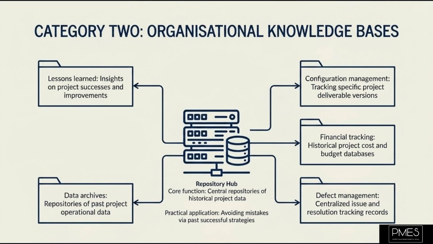The second category of organizational process assets comprises the organization's knowledge bases. These are repositories of information accumulated from past projects and ongoing operations. A crucial example is the Lessons Learned repository, which stores insights about what went well, what could be improved, and why certain outcomes occurred on previous projects. This historical information is invaluable.